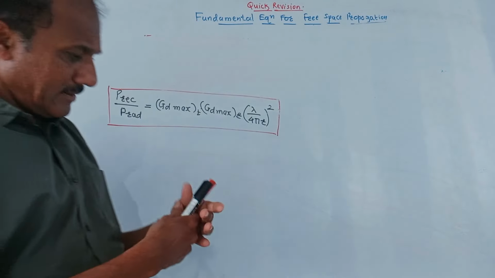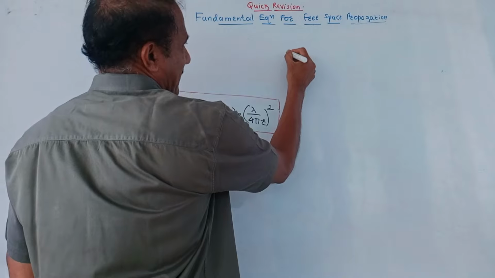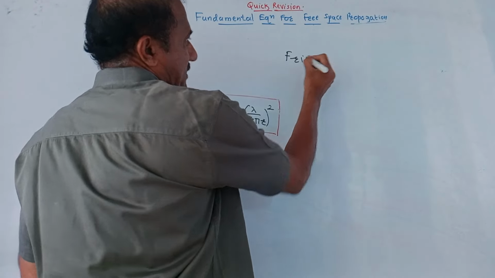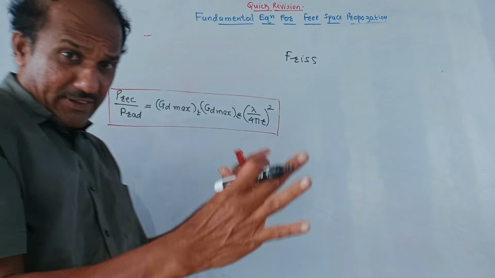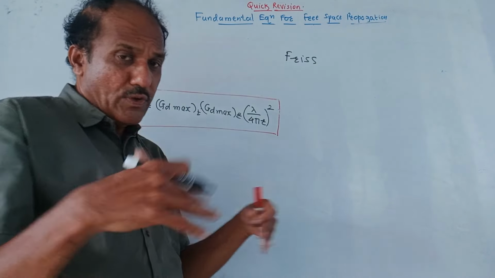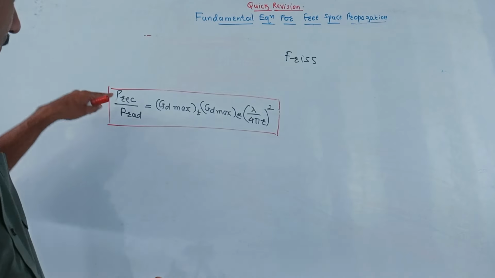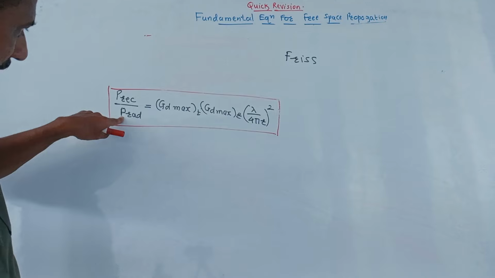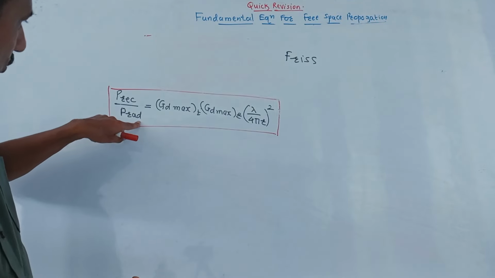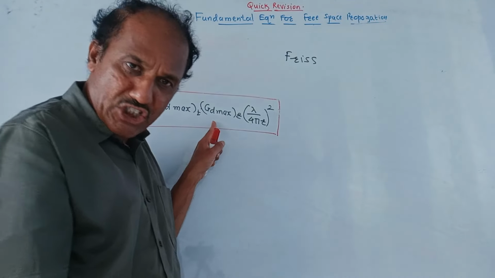The formula is also known as free space equation. So this is the basic equation. इसका derivation है जो आप लोगों को करना है, which we have already covered in the earlier video. So the formula is P received upon P radiated. REC stands for received, RAD stands for radiated. So it is GD max base T.